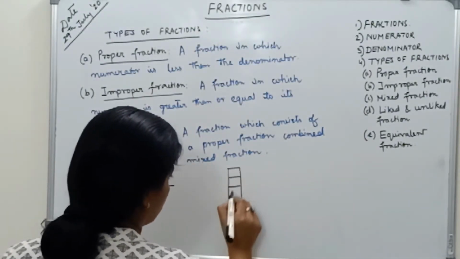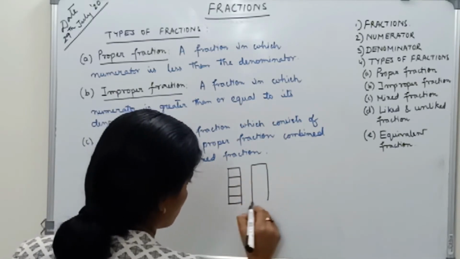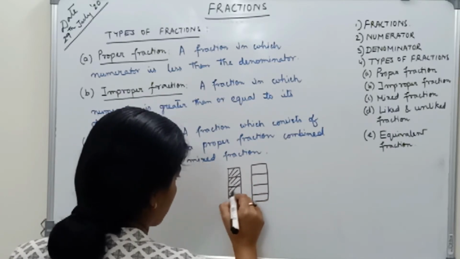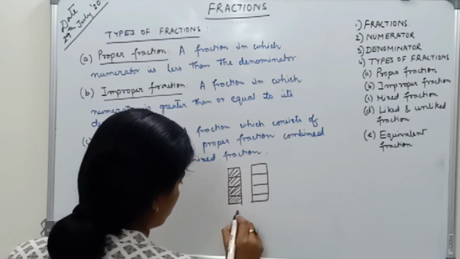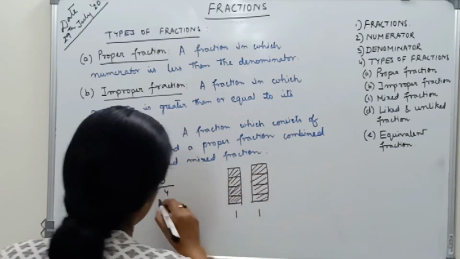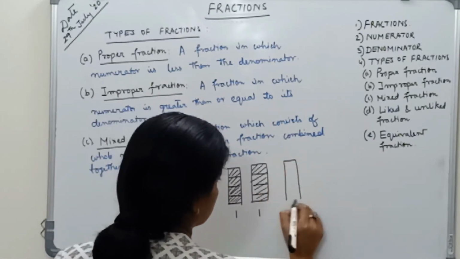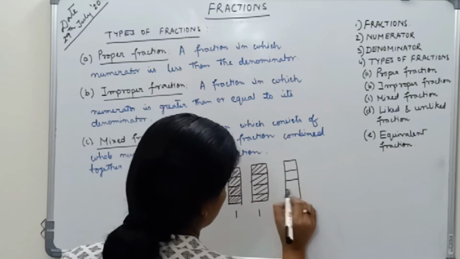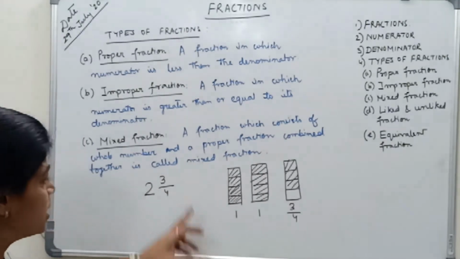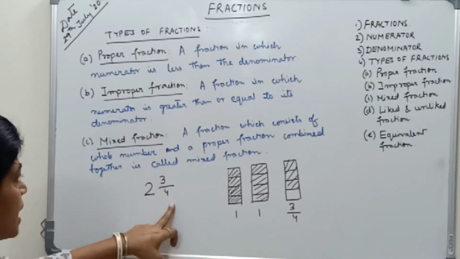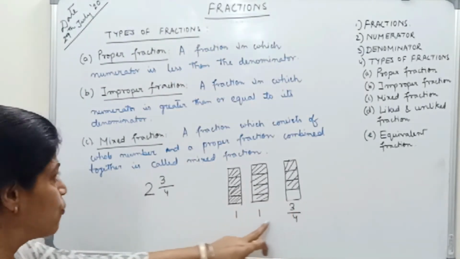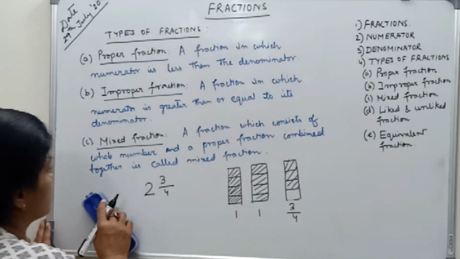2 portions whole. So this is 1, 4 by 4 means 1. This is 1 and then 3 by 4, 3 portions. 3 by 4. So this is 2 and 3 by 4, a mixed fraction. It means there are 2 wholes and then 1 proper fraction. So this is a mixed fraction.